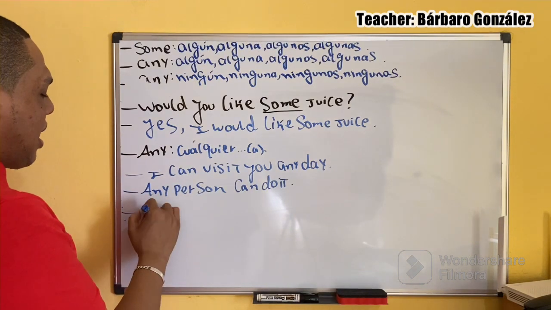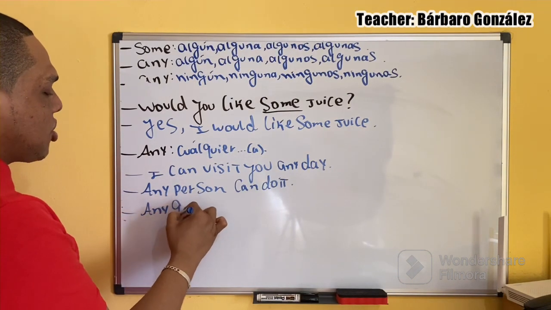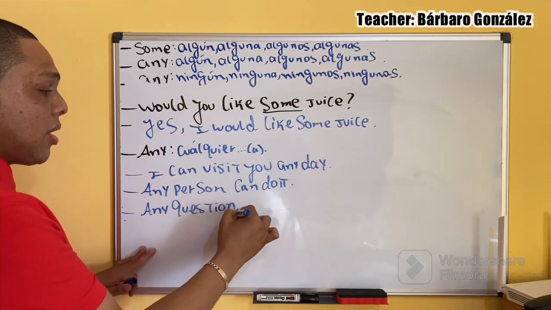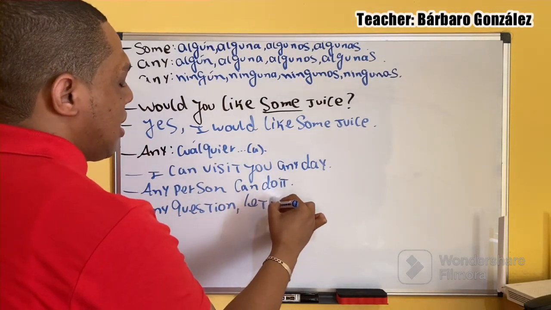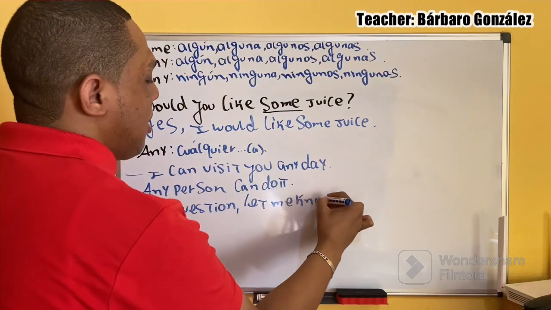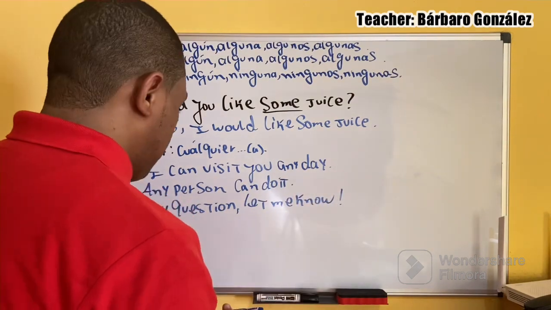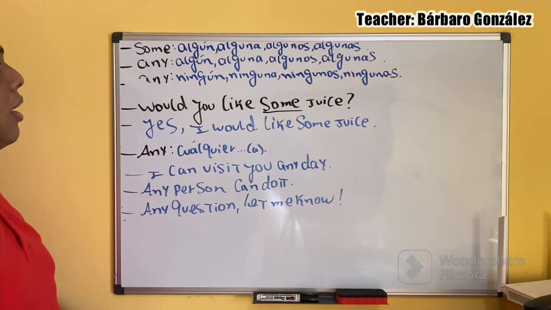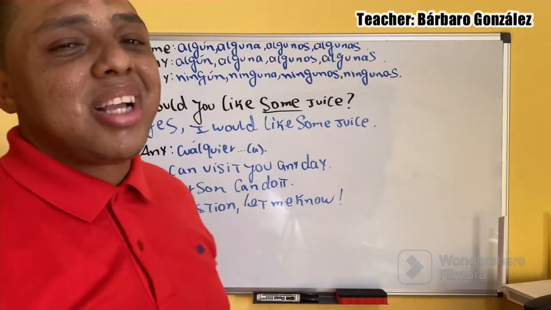Right? For example, say any question? Any question? Let me know. Cualquier pregunta, déjame saber. And this is the way in which you can use some and any.